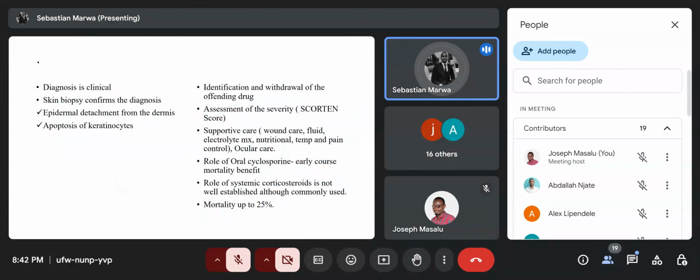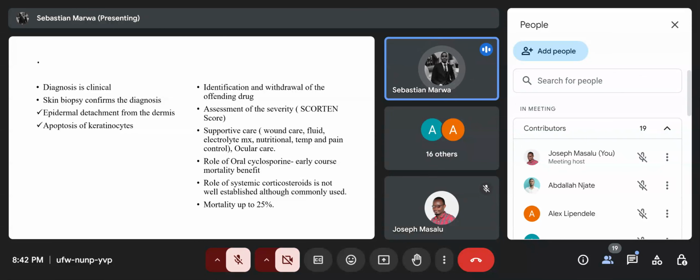So diagnosis is usually clinical, as Dr. Joseph took us through. The role of skin biopsy is to confirm the diagnosis. There are some typical features which are usually seen, which is the detachment of the epidermis from the dermis and also significant apoptosis of the keratinocytes.